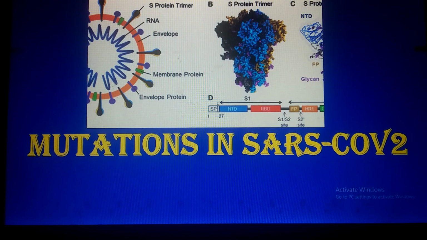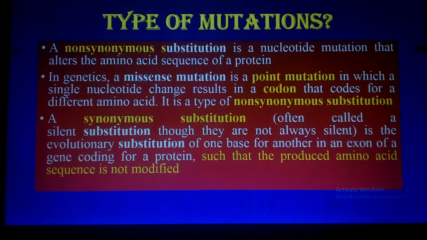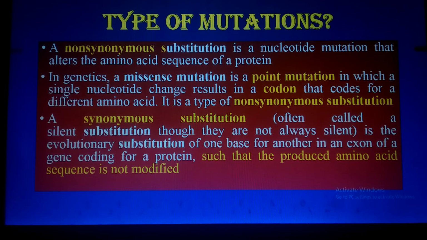Okay, mutations. Now I'm going to discuss, very important. You must watch carefully and note down all these mutations in the SARS coronavirus. I will give you information about the synonymous and the non-synonymous mutations here. So the types of mutations: a non-synonymous substitution is a nucleotide mutation that alters the amino acid sequence of the protein. Must keep it in your mind.